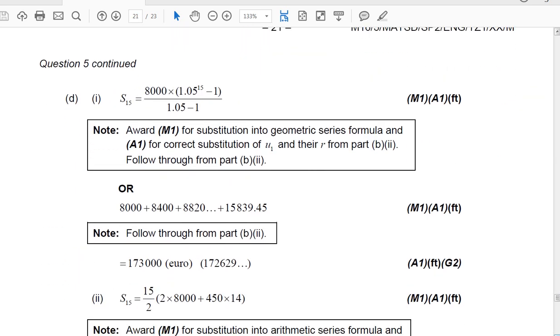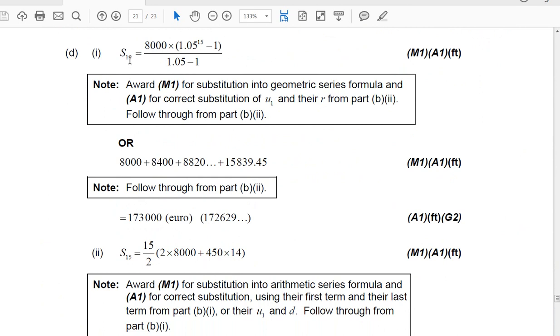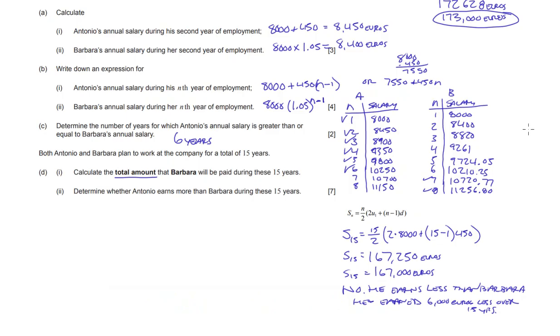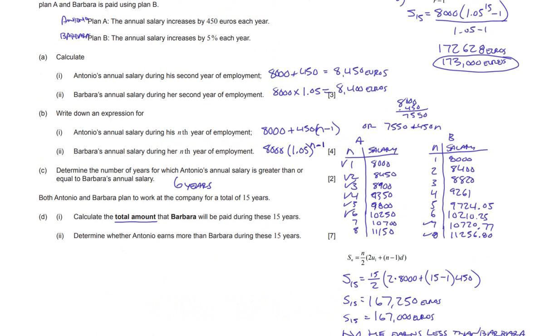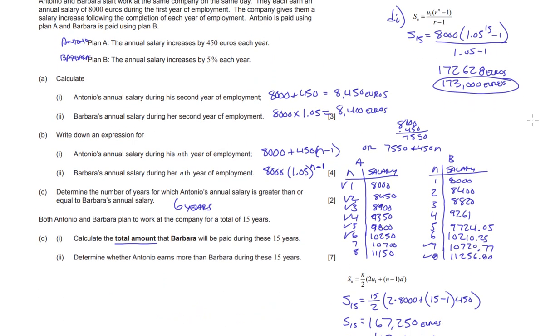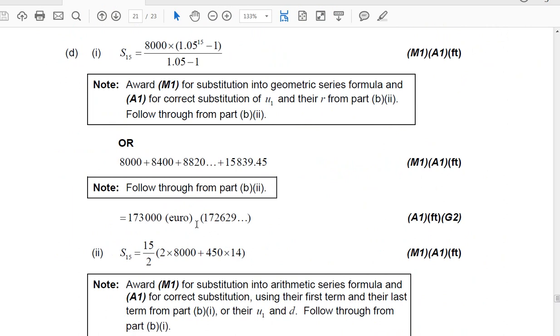And moving on down to the next one, part D. This is where we found our sum of the first 15 terms of the sequence, 8,000. We did all of this. 15, 8, 39, 45. I believe we hopefully had something like that. Oh, you know what? They just found Barbara's last year, which we didn't even need to do. So we did this, and they said you can do this and then figure out the other formula, but we don't have to do that because we used this formula and we got 173,000 euro.